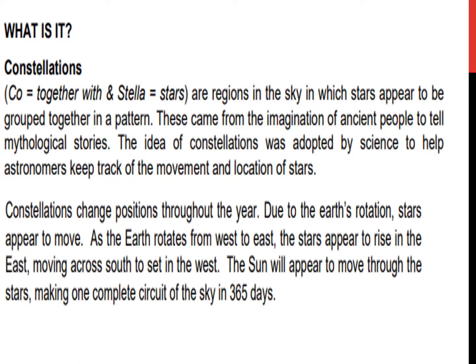Constellations change positions throughout the year. Due to the Earth's rotation, stars appear to move. As the Earth rotates from west to east, the stars appear to rise in the east, moving across south to set in the west. The sun will appear to move through the stars, making one complete circuit of the sky in 365 days.